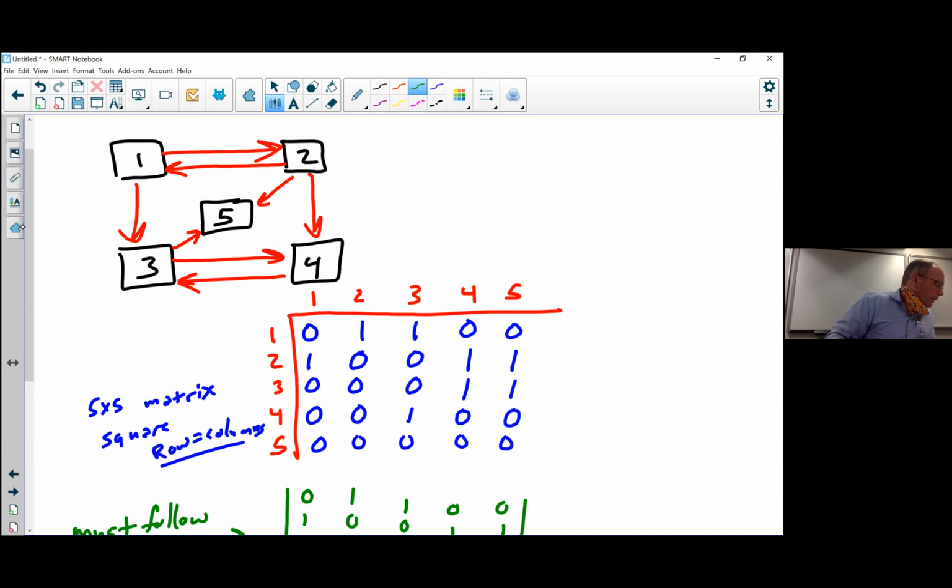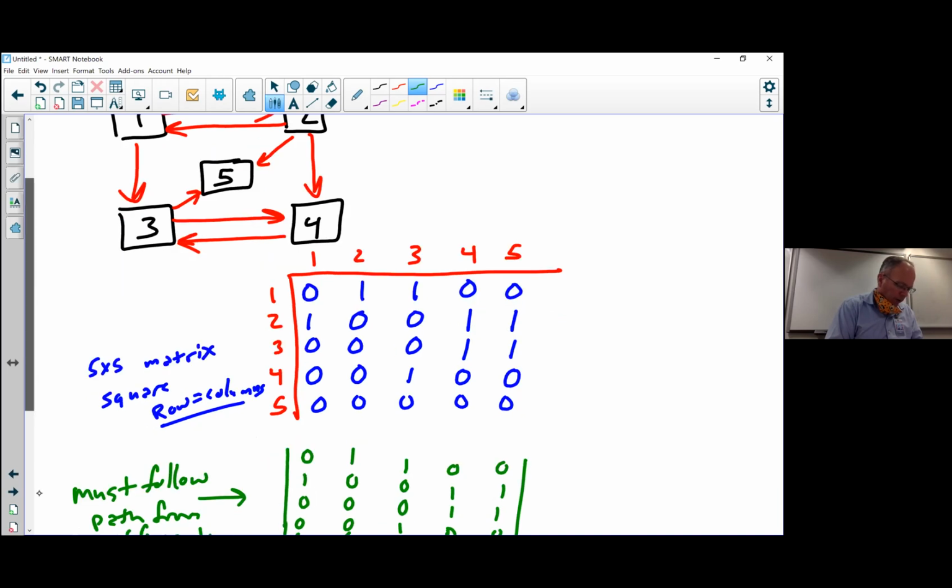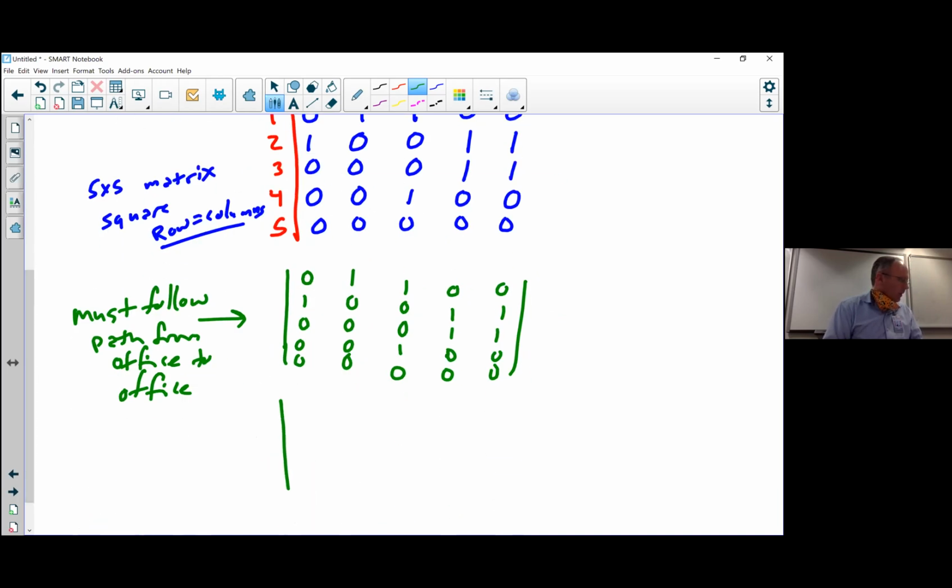Paperwork can flow from I to J through at most 1 extra office. So we're going to create ourselves a new matrix. Can I flow from 1 to 1? No. Can I flow from 1 to 2? Yes. Can I flow from 1 to 3? Yes. Can I flow from 1 to 4 if it went through something? Yes, so it had 1 other office to go through. Can it go 1 to 5? Yeah, I can go 1, 2, 5, so that works.